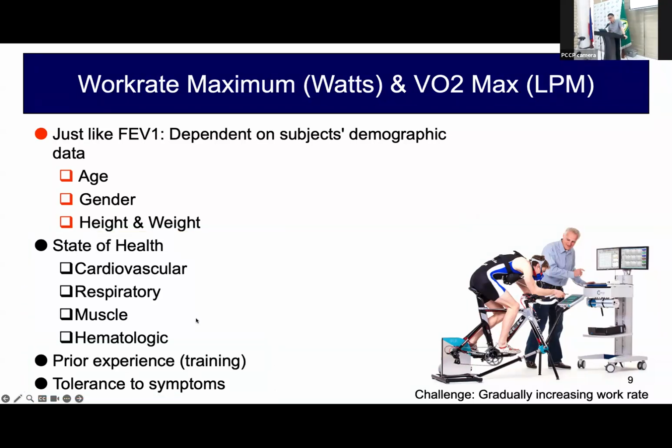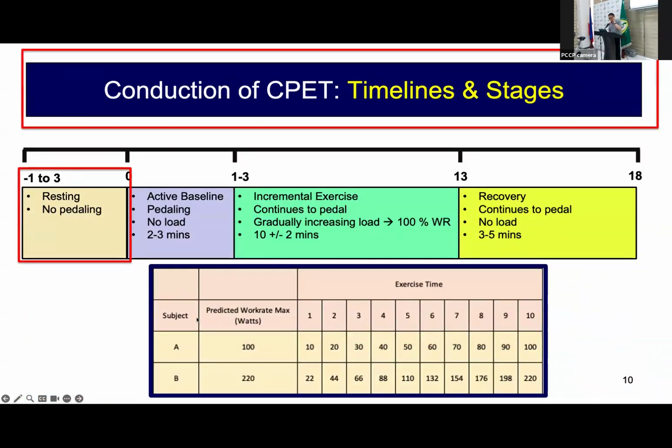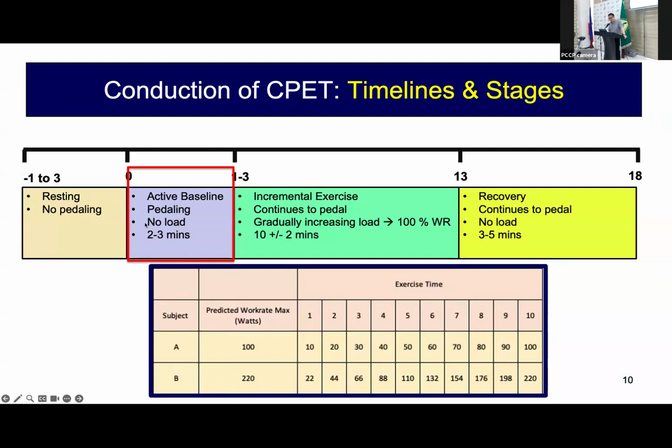tolerance to symptoms. Okay, so a little bit again what Bernice mentioned, we divided to several stages. We have resting, wherein the subject is just going to sit on the bike. Then we go to the active baseline wherein he starts pedaling with no load for 2 to 3 minutes. Then we have the incremental exercise test where he continues to pedal, but this time the bike is going to be loaded, such that by 10 minutes, he's going to reach 100% of his predicted work rate maximum. Ideally, the protocol should be, he should max out within 10 plus minus 2 minutes.